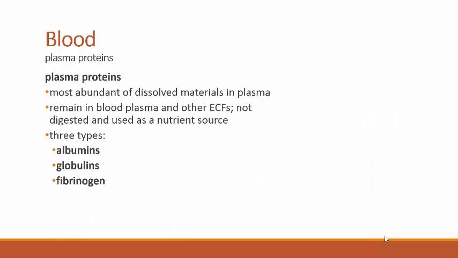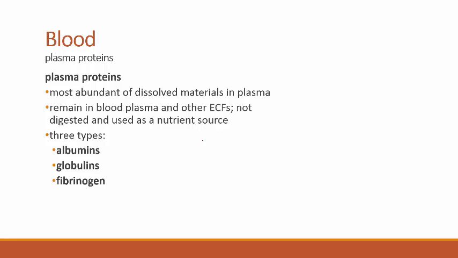So the plasma proteins are by far, after we talk about water, 92%, the remaining 8% is by far mostly plasma proteins. And these proteins are not nutrient proteins. The nutrient proteins that are being transported in the blood are actually proteins that have been digested down to their individual amino acids. So we're not carrying nutrient proteins in the blood.